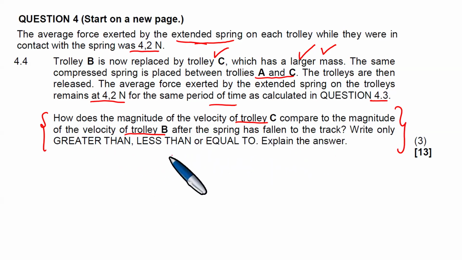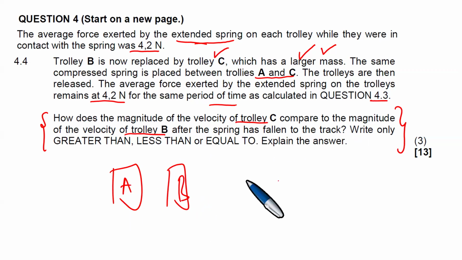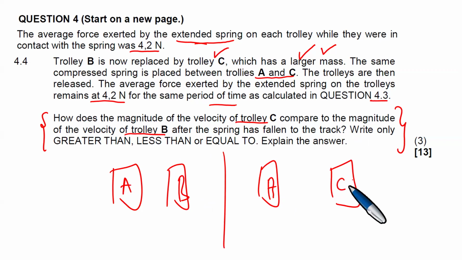Now, if we put a trolley which has a larger mass, how does the magnitude of the velocity of C compare, too fast or too slow? Because we want just the magnitude of the velocity of trolley C. We have trolley A and then B. But C is big, this B was small. Which one is going to be faster here? Which one is going to be slower? That's the thing.